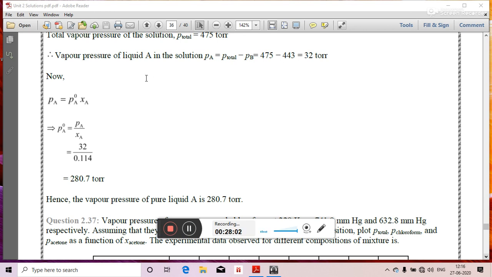Now we have to find out vapor pressure of pure liquid A. So Pa equal to Pa naught into Xa. So Pa naught, that is vapor pressure of pure liquid A, equal to Pa upon Xa. Now Pa we have found as 32 torr. 32 divided by mole fraction of A, 0.114, that is equal to 280.7 torr. Hence, the vapor pressure of pure liquid A is 280.7 torr.